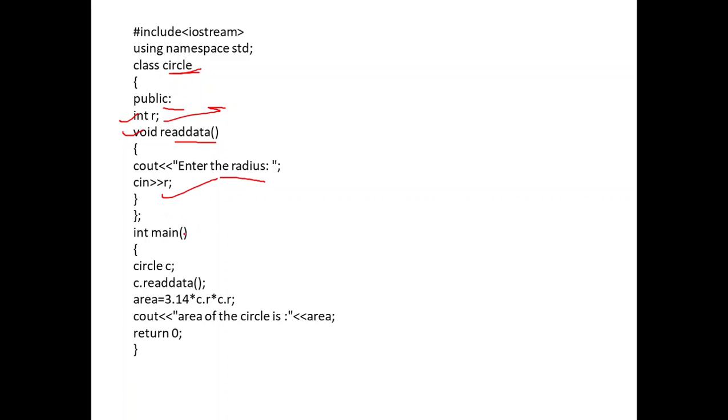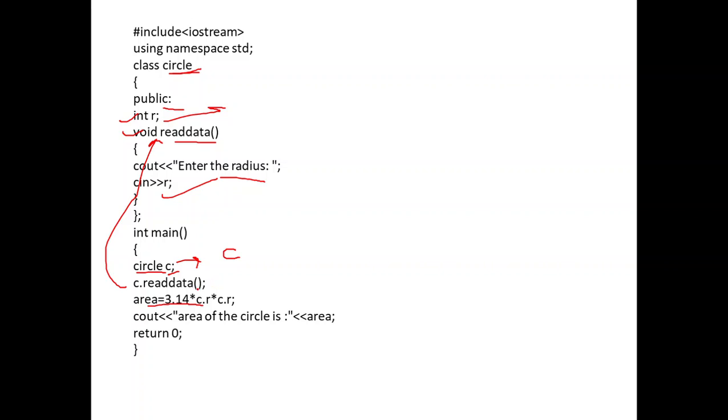Now what will happen within the main function? Within the main function we are creating an object, that is the class name, object name, and our object name is C. C dot read data means for the circle C we have to enter the radius, and we are giving the R value, and it will find the area as 3.14 star C dot R star C dot R, that is, the radius of the circle C. C is one of the objects. We can find the area of enormous objects here. In the case of C, we write C dot R into C dot R. And cout, area of the circle is area.